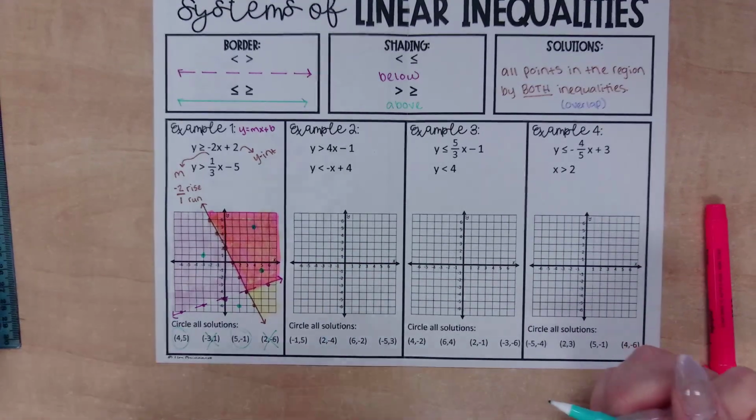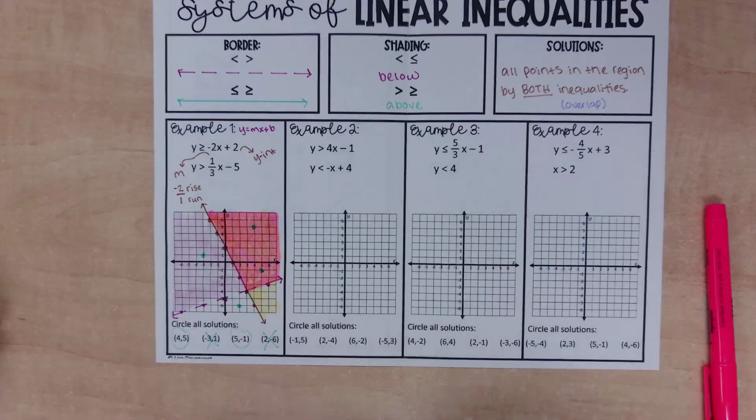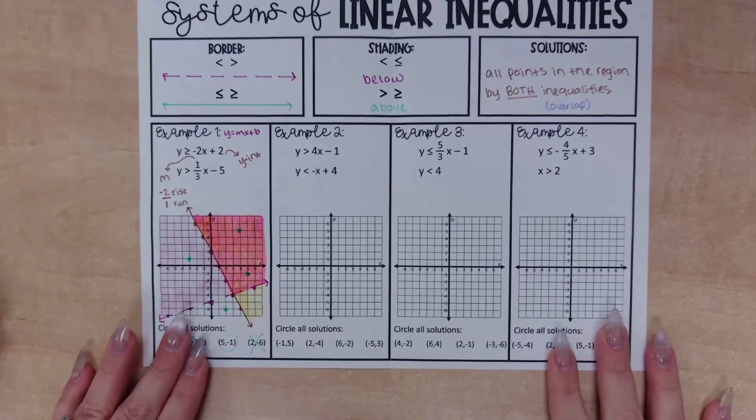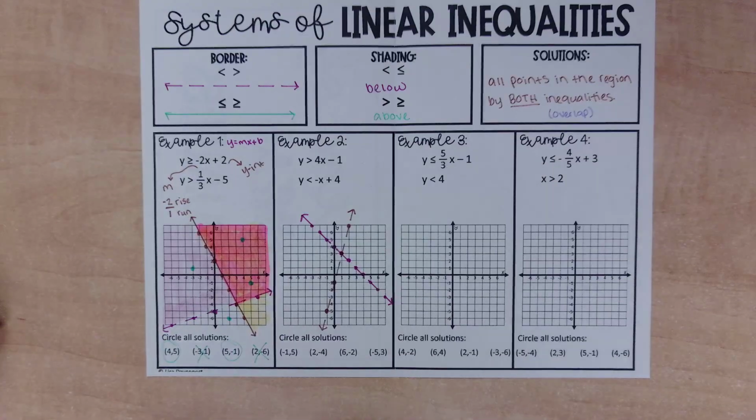So that is what inequalities are asking you for in terms of systems: can you identify the overlapping area, can you shade correctly, and can you figure out which ordered pairs fall in those overlapping areas. Okay, I want you to pause the video and attempt to just draw the lines for example 2. Hopefully your lines look a little something like mine.